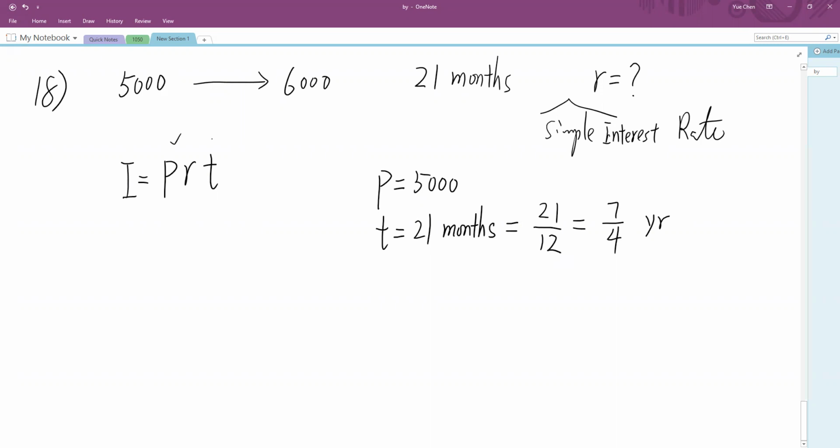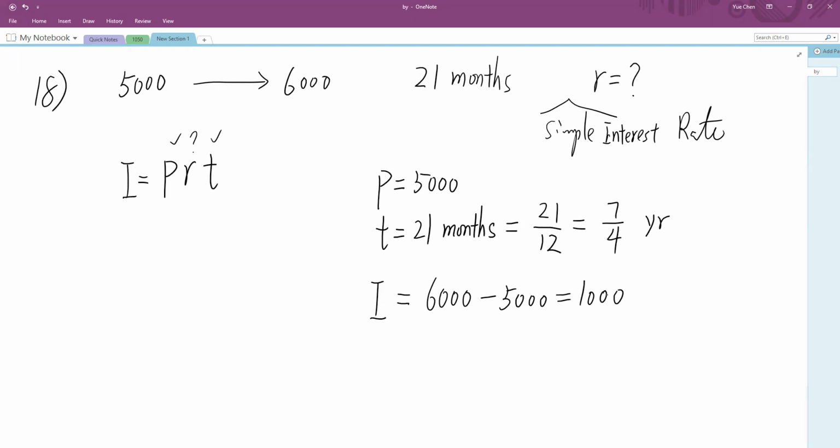So we have this one, we have this one, this is the thing we are looking for. So we also need to know what is I. How do you get I? At the beginning, it's 5,000. At the last, you will have 6,000. What is the interest you earn? 1,000, yes. Which is 6,000 minus 5,000, which is 1,000. Right? So we have everything, right?